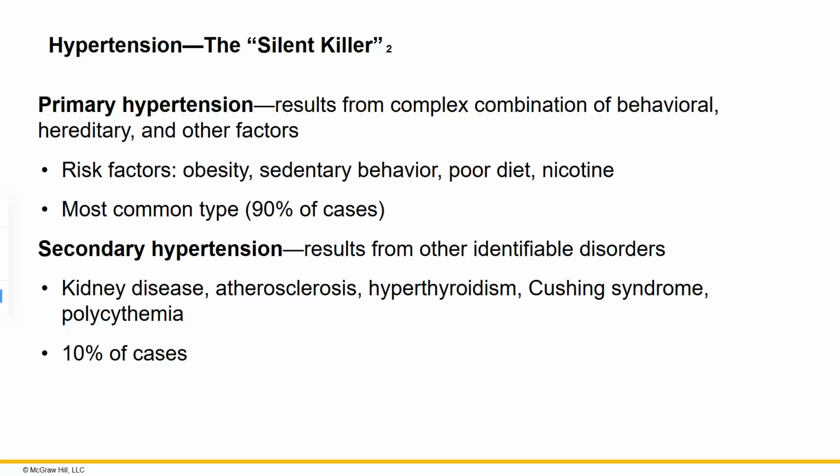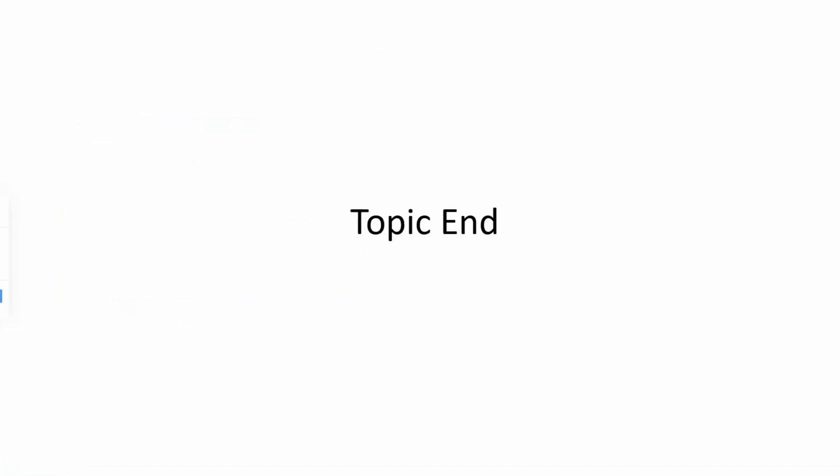Primary hypertension results from a complex combination of behavioral, hereditary, and other risk factors. Secondary hypertension results from other identifiable disorders like kidney disease, atherosclerosis, hyperthyroidism, Cushing's syndrome, or polycythemia. Most of the cases are primary hypertension.